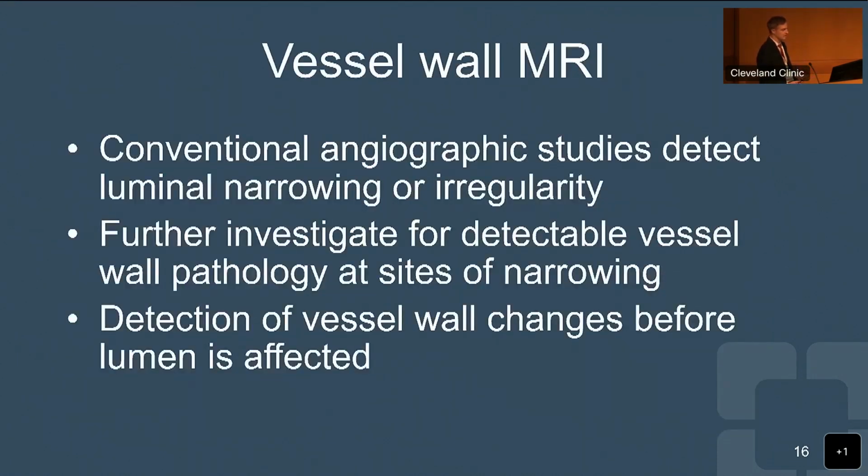Then moving on to vessel wall MRI, we'll talk about it a little bit more extensively. So in conventional angiographic studies, we're able to detect luminal narrowing or irregularity, but oftentimes unable to maybe understand why that luminal irregularity is there. So vessel wall MRI can help further investigate for any detectable vessel wall pathology at these sites of luminal irregularity. Also, it can help detect vessel wall changes or pathology before the lumen is affected. So in the setting of maybe a normal angiographic study, it may still show evidence of or supportive of the vasculitis.